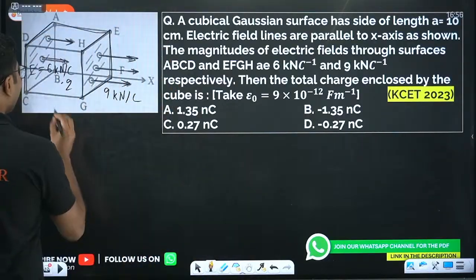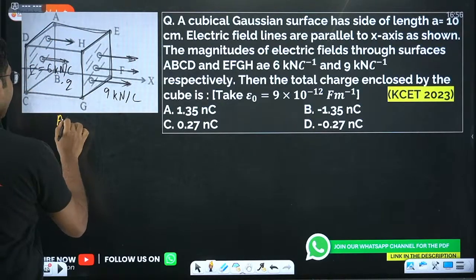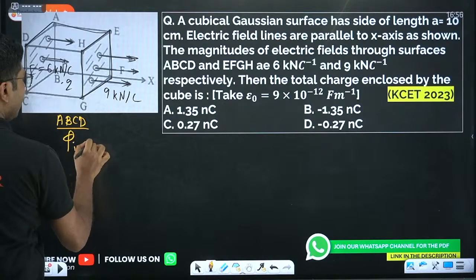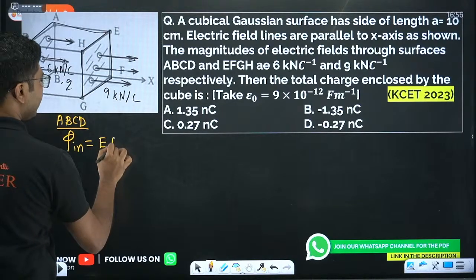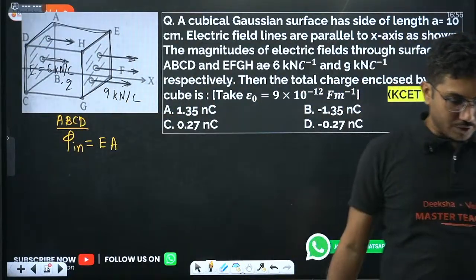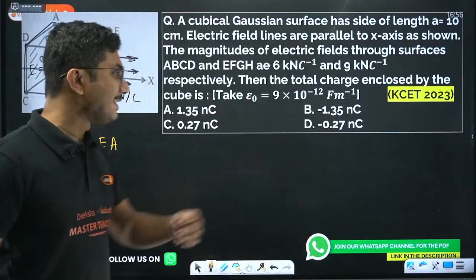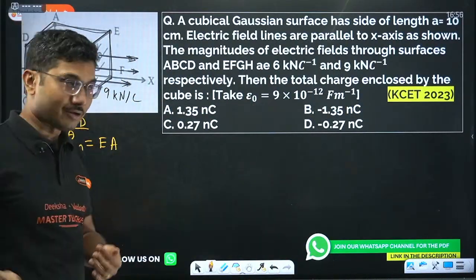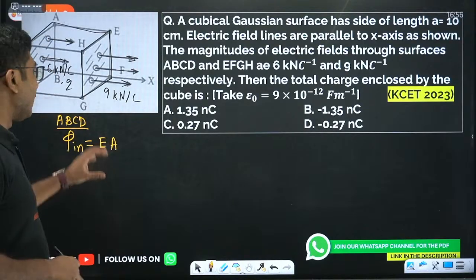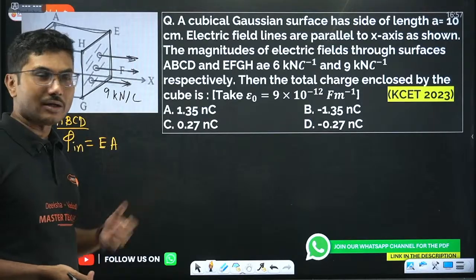What is the incoming flux through ABCD? Say phi in, which will be given by electric field into surface area. Because it is normal, we do not need to add any cos theta over here. Let's see whether you are correct or not. So electric field is E, and because E and A are normal, you do not need to add any cos theta.